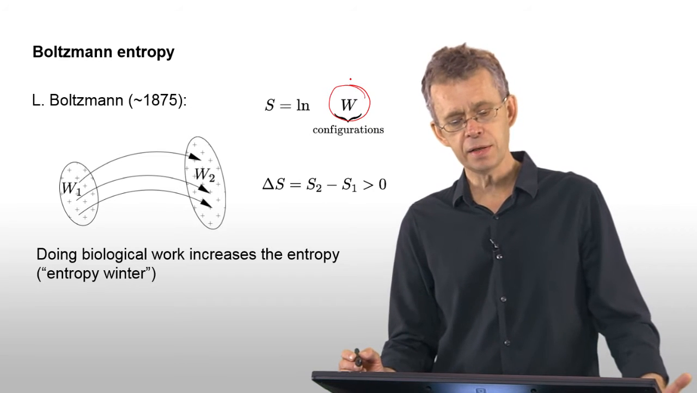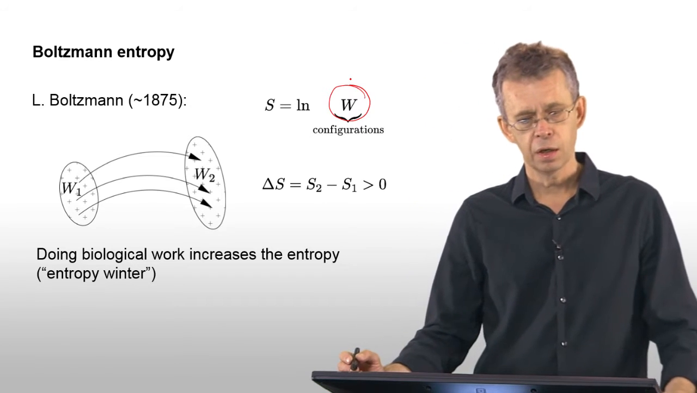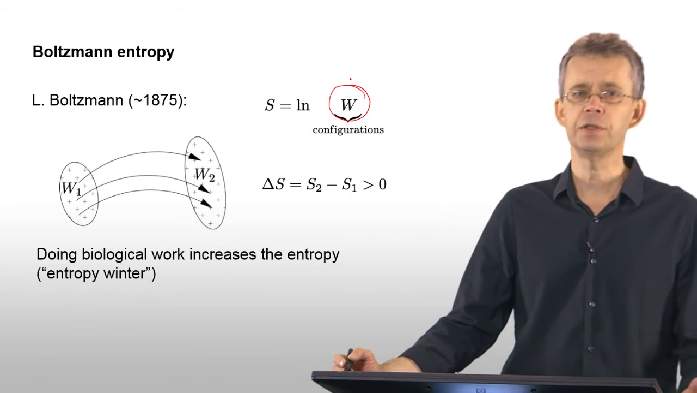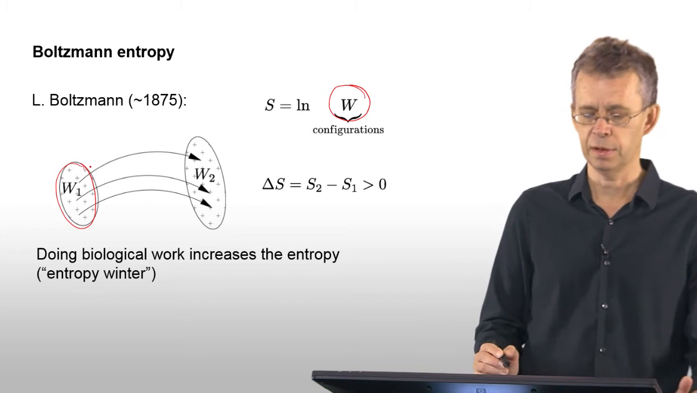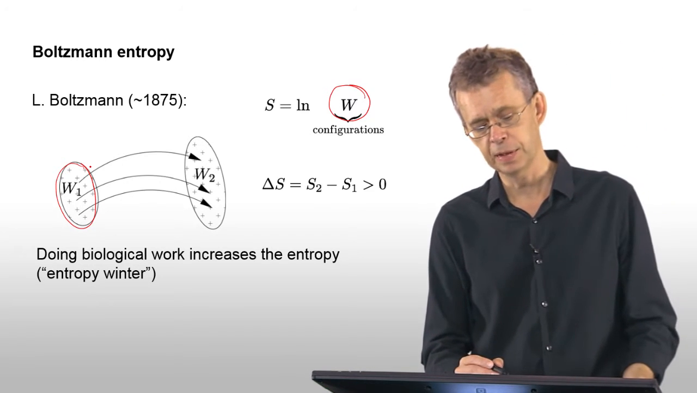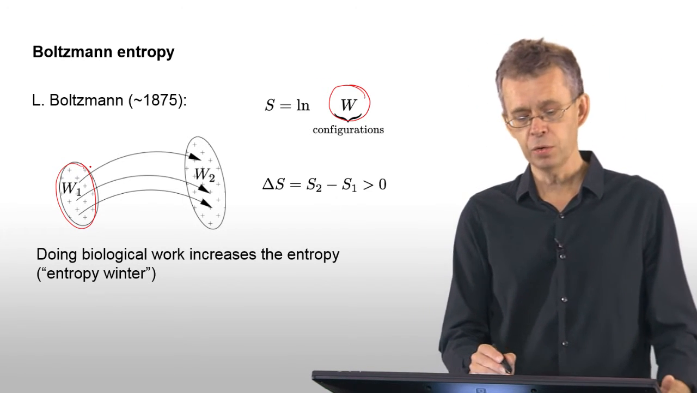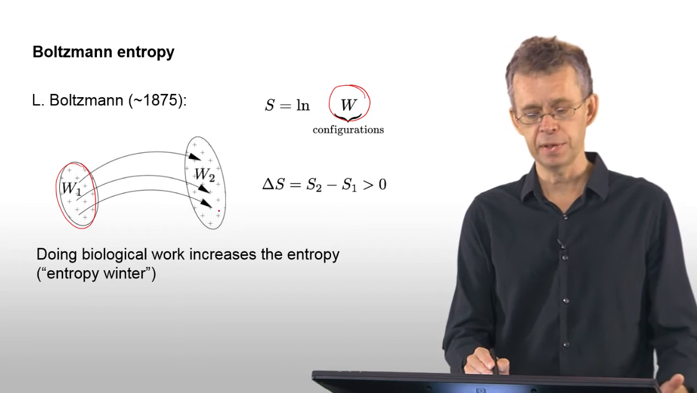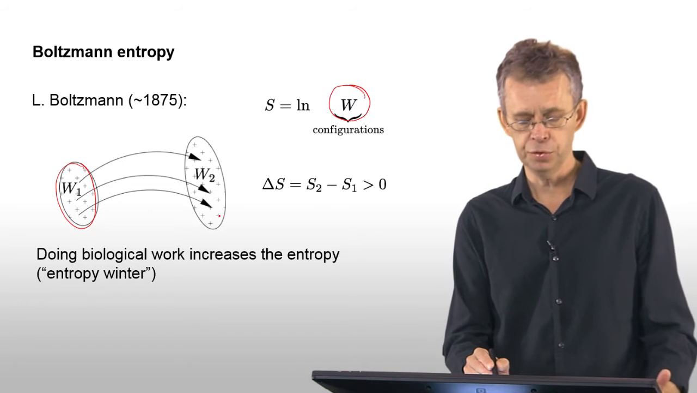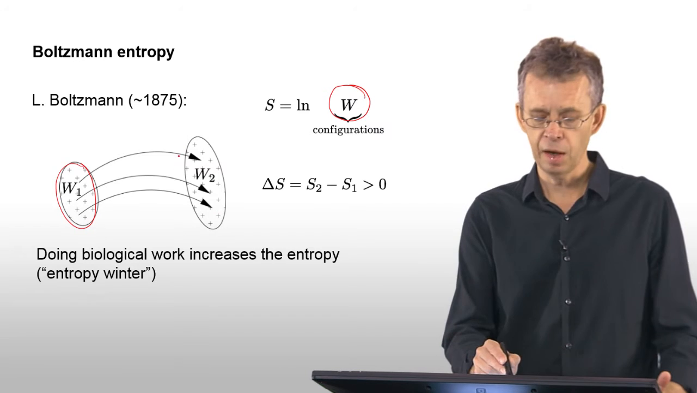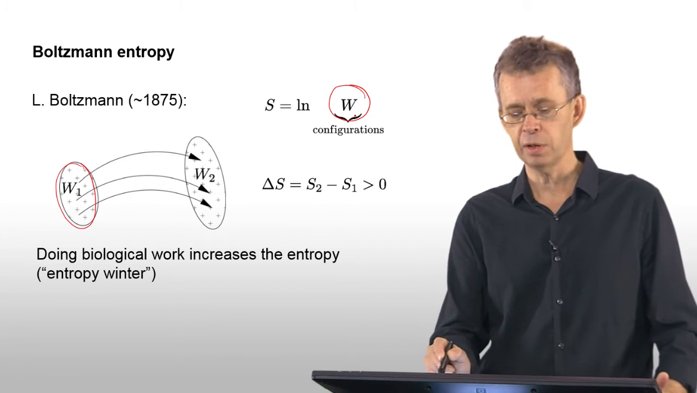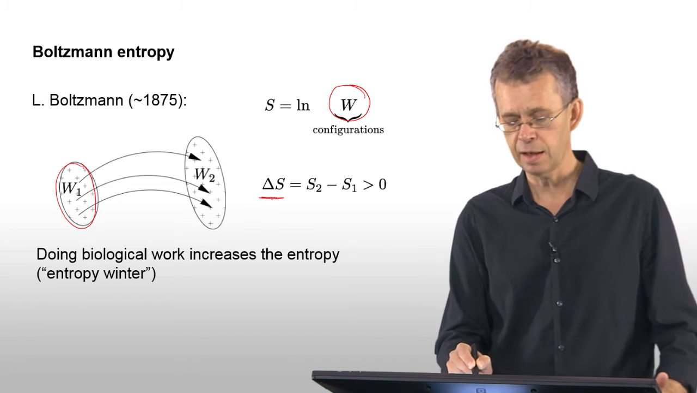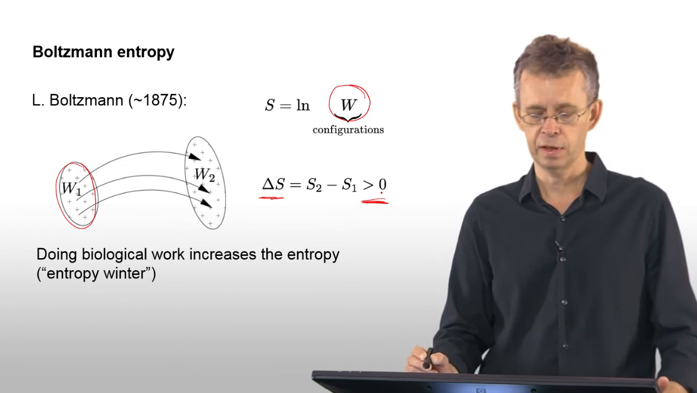And so the basic idea here is that if you go from one state to another, and you have some number of states in the initial state, which will be W1, and you go to the next step, which will be described by the number of states W2, then this number of states should be greater. And so that means that the entropy will increase and delta S will be positive in this process.